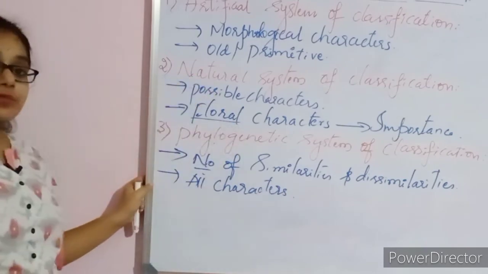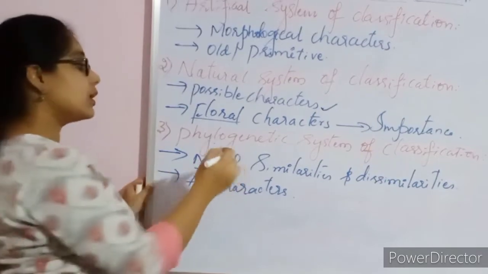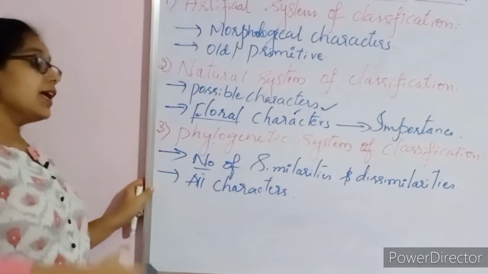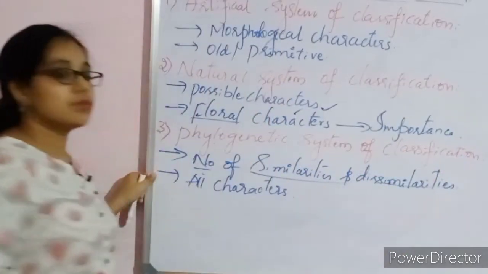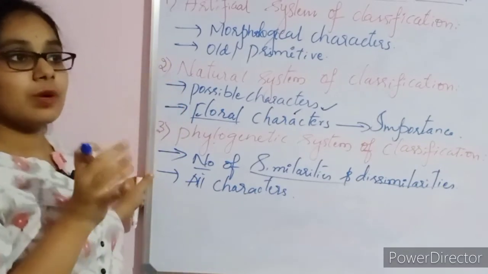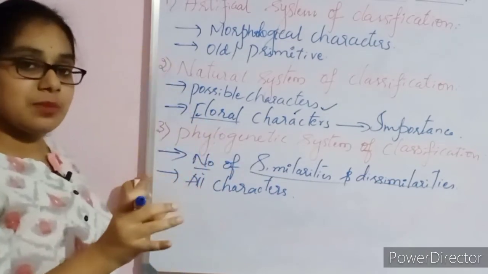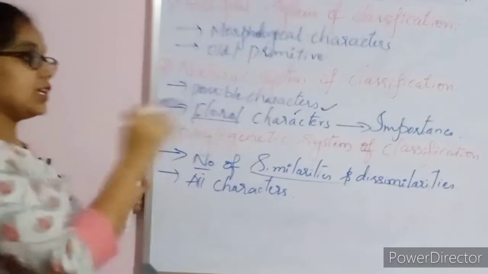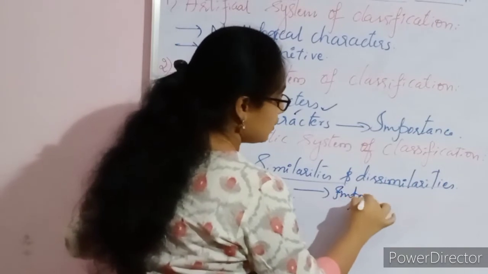In the natural system of classification, it was based on the possible characters, wherein they gave importance only to the floral characters. Coming to the phylogenetic system of classification, this type of classification was purely based on the number of similarities as well as dissimilarities. So if so many similar characters were there, they were placed into one group. If many characters had dissimilarities, then those were placed into another subgroup. So based on this, phylogenetic classification was done, but here all the characters were given equal importance.